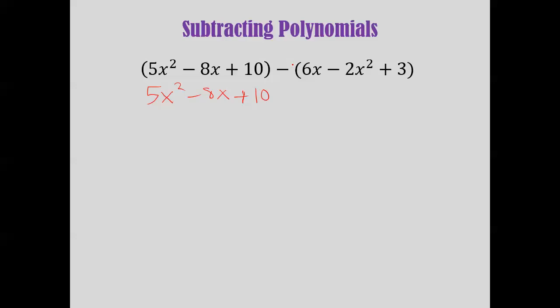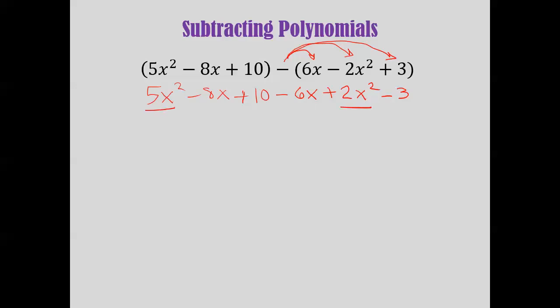We're distributing the subtraction. So I'm going to subtract 6x, and so write minus 6x. And then I'm going to subtract a negative 2x squared. So subtracting a negative 2x squared actually comes out to be adding positive 2x squared. And then we're going to subtract a 3, so I'm going to write minus 3. So it's important when you are subtracting that you have to distribute that subtraction to all of the terms in that second polynomial. Now we'll go ahead and combine like terms.